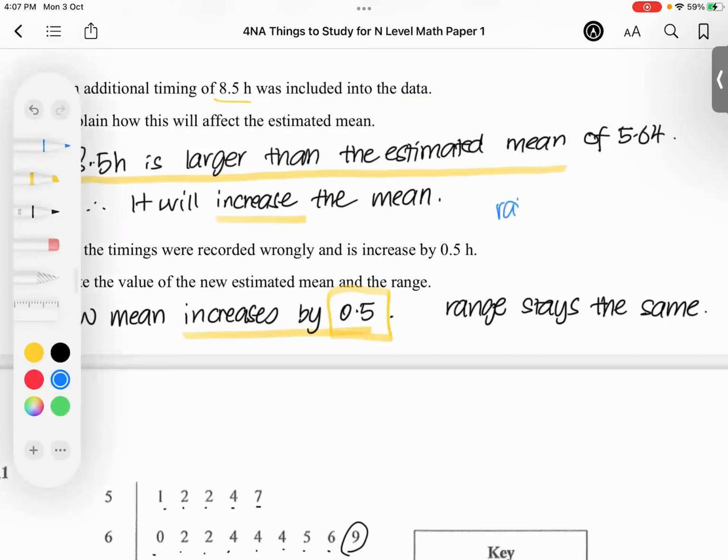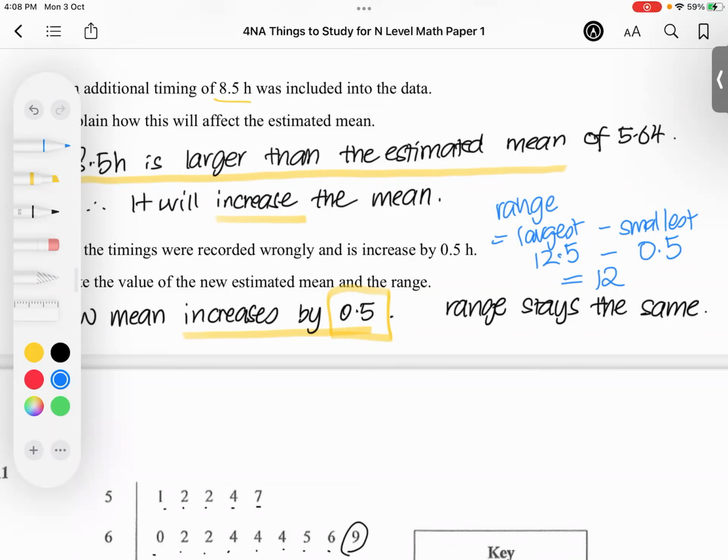Remember, we say range is the largest minus the smallest. Let's say my largest number was 12, the smallest number was 0. Now I added 0.5, so the largest number is now 12.5, minus the smallest number, which is now 0.5. I subtract them from each other. The range is still 12. The range stays the same, because it is a difference: whatever I added will cancel off each other.